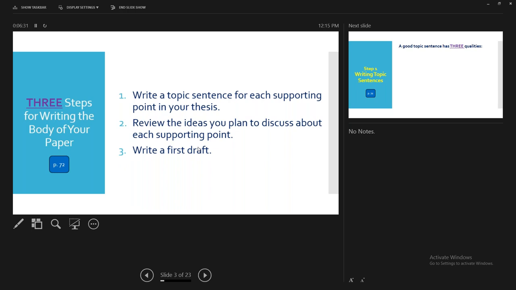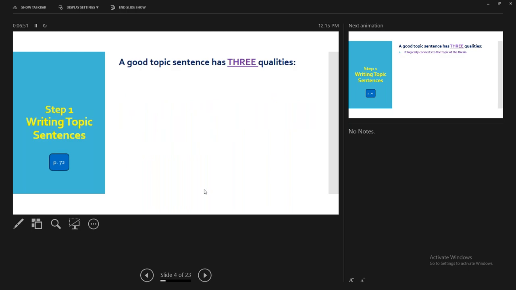Okay. Now, let's have a look at the topic sentence, step number one. And this is where I think many students face problems. They find it difficult to write a good topic sentence, and that would be really vital for your paper. Now, a good topic sentence has three qualities. What are they?